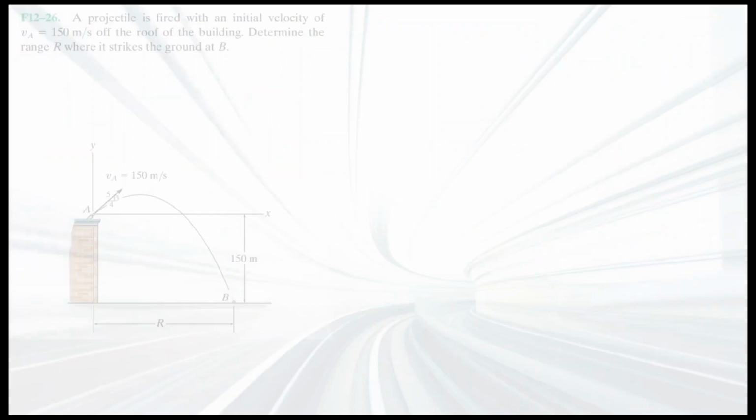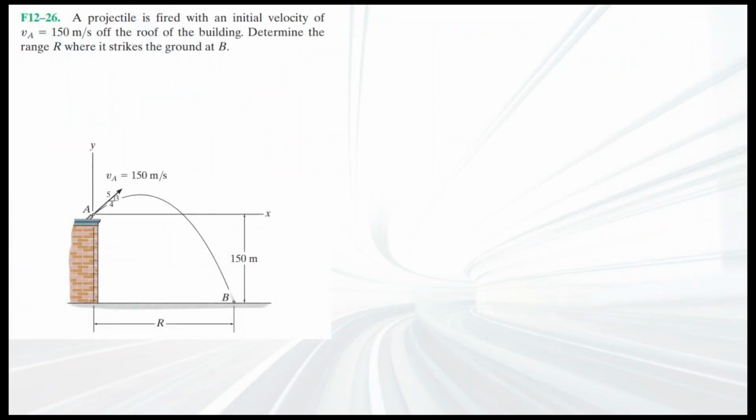Next up, another projectile motion, but instead it's going to go beyond its original launching point. So we have point A here and point B. So we have a projectile. It's fired with an initial velocity of 150 meters per second at point A. And it has this ratio.